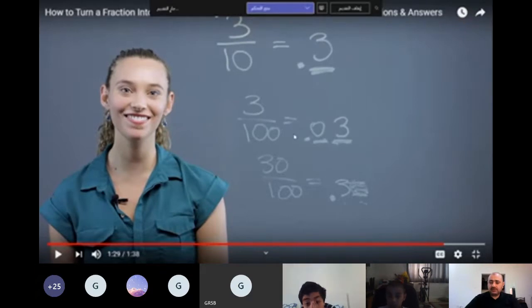I don't have the whole number. Here the same idea. I have 30 over 100. So when you see down in the denominator 100, 10, or 100, or 1000, or 10,000, or power of tens, it means we have a decimal. As you see here, we have 13 parts of hundredths.